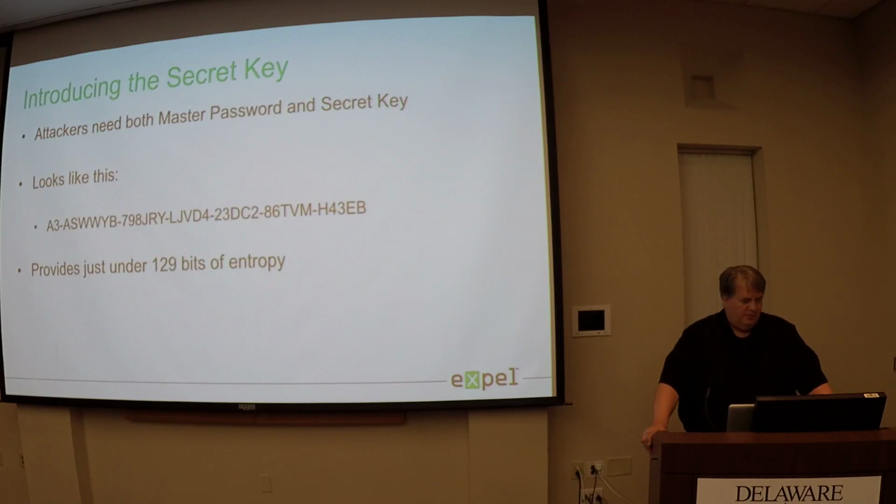So what AgileBits, the people who make 1Password, did is they added a concept called the secret key. In this case, an attacker now needs 2 secrets. They need the master password you type in, and they need the secret key. The secret key is that long, crazy-looking string there. There are multiple components to that which have specific meanings. We'll get to those in a minute. But this secret key itself is about 128 bits of entropy. So this actually is a pretty strong key just by itself.